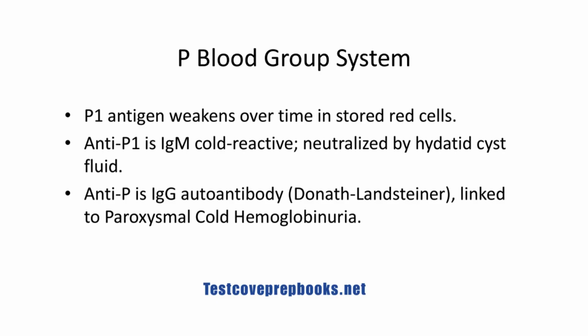Anti-P, on the other hand, is an autoantibody of the IgG class. It is known as the Donath-Landsteiner biphasic antibody, which is associated with paroxysmal cold hemoglobinuria, a rare condition. This antibody reacts with all cells that are positive for P or P1 antigens.